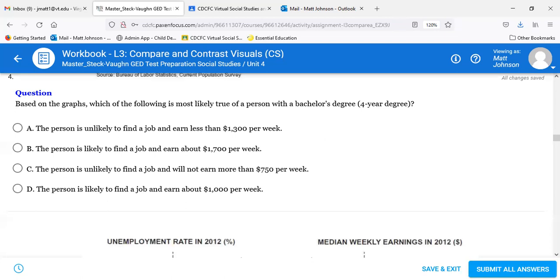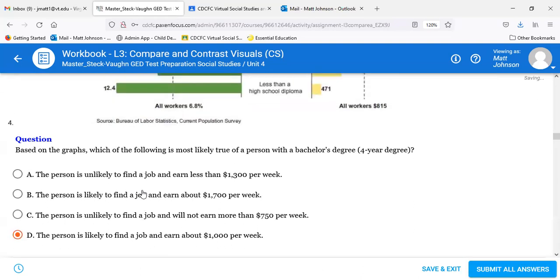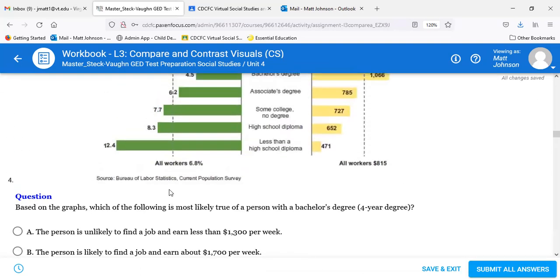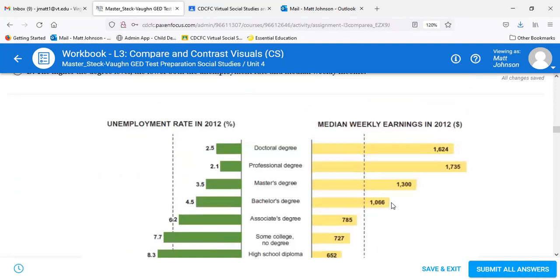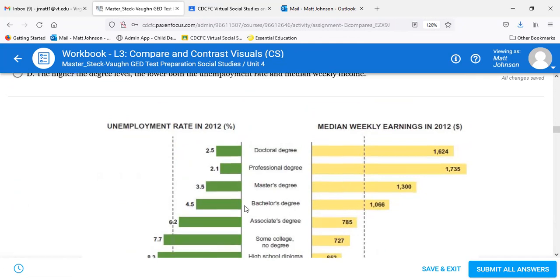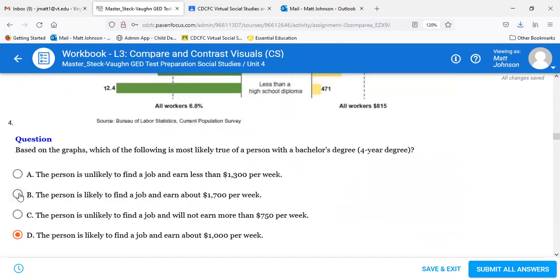Is it D? Yeah, it's D. D is a dog. All right, so we can zero right in on that level. We just go right up here to bachelor's degree. We look at that, right? So definitely the level of employment, the unemployment rate drops. And then we're likely to earn just over $1,000, about $1,066 per week with that bachelor's degree. So four is D as in dog.